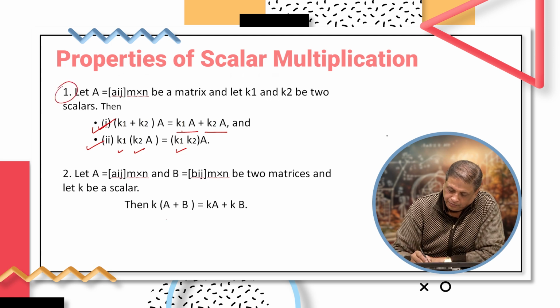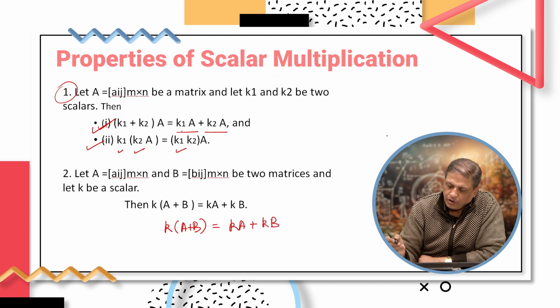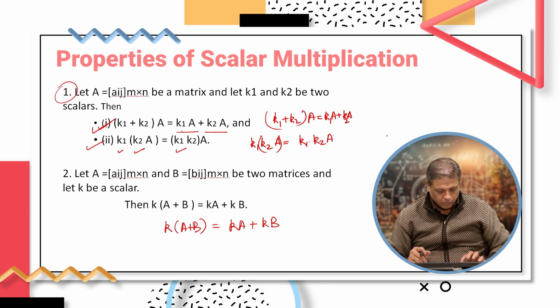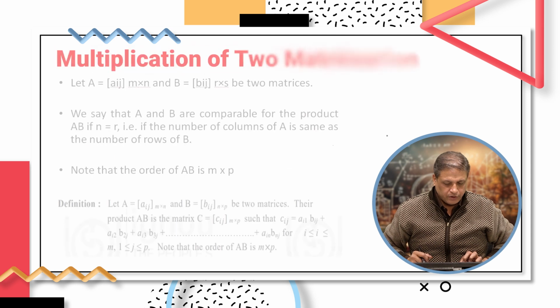Apart from this, scalar constant k into the sum of two matrices will be equivalent to kA plus kB. So k1 plus k2 of A is equal to k1A plus k2A. Similarly, k1 k2A is equal to k1 into k2A. These are quite simple, just normal algebraic situations wherein you are going to multiply.